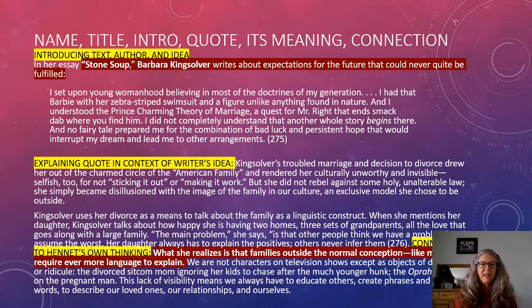So to begin, you can follow along in the text, by the way. You just need to find this part. To begin with, Hennet introduces the title of the text she's using, the author of that text, and then in a few words outlines Kingsolver's idea. You can see this in the colored section with the red background. In her essay, Stone Soup, Barbara Kingsolver writes about expectations for the future that could never quite be fulfilled.